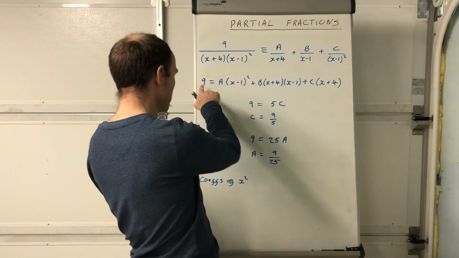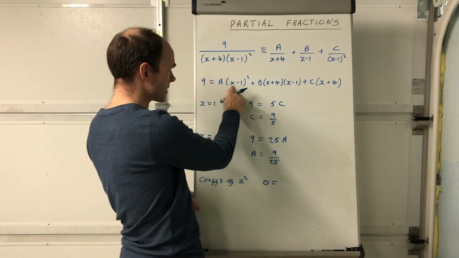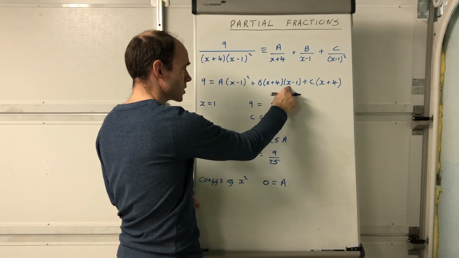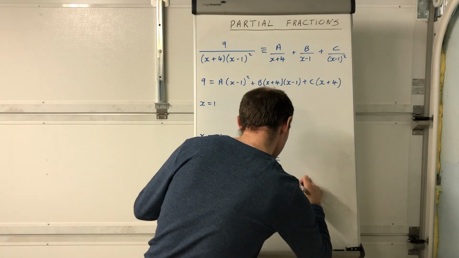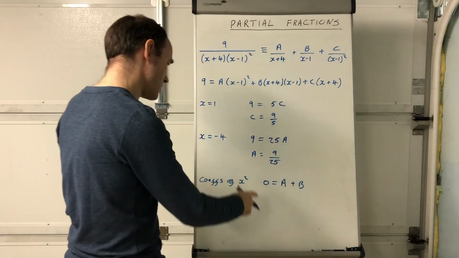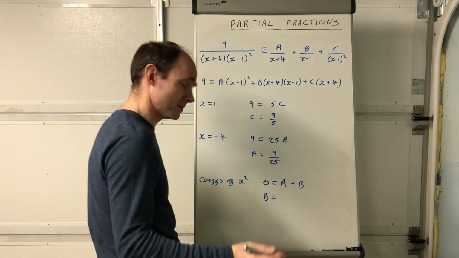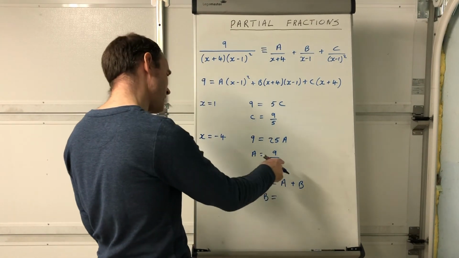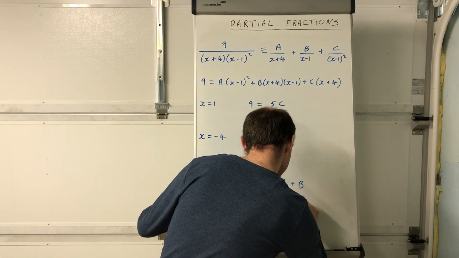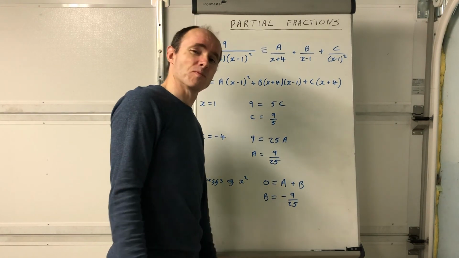So on the left hand side, there's no x squared terms, of course. So 0 on the left. X squared times a, so that's going to be a, and x squared times b, so plus b, and of course no x squareds there. So we've got 0 equals a plus b, kind of like in the previous example I did. So b must be equal to -a, and so b must be -9 over 25. There we go. That's it. Done. And didn't even break out into a sweat, did we?